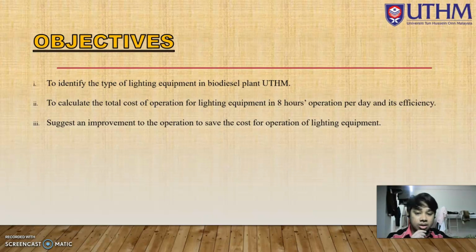Second is to calculate the total cost of operation for lighting equipment in 8 hours operating per day and its efficiency. And lastly is to suggest an improvement to the operation to save the cost for operation of lighting equipment.